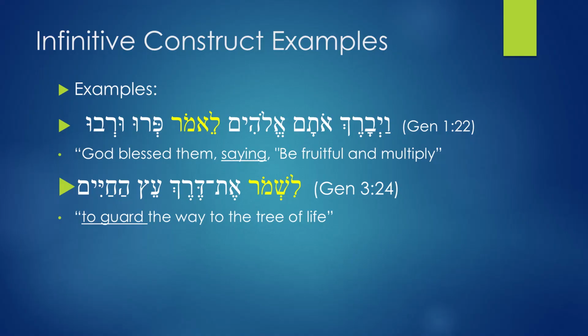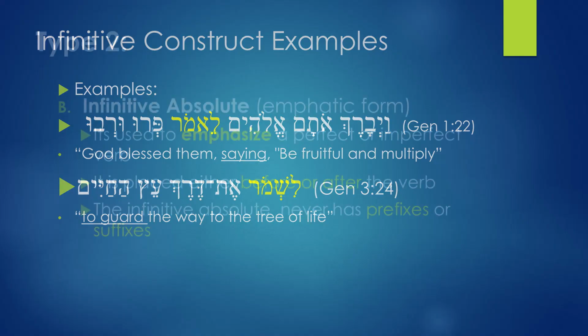Notice derek is in construct to the word etz, so you have derek of etz, way of the tree of life. So the translation is going to be to guard the way to the tree of life. Remember, infinitive constructs are translated as to guard, to say, to walk. That's how they're translated. Let's move on.